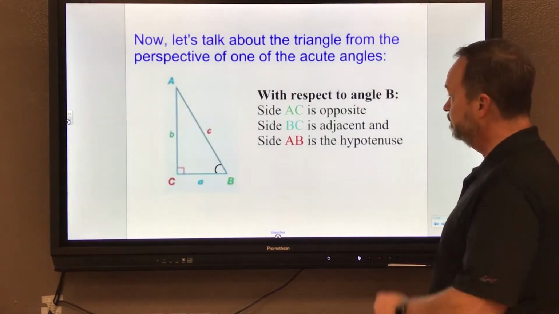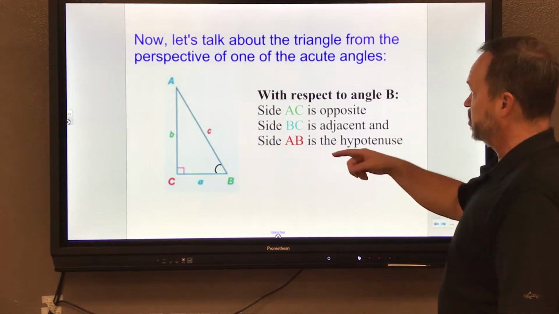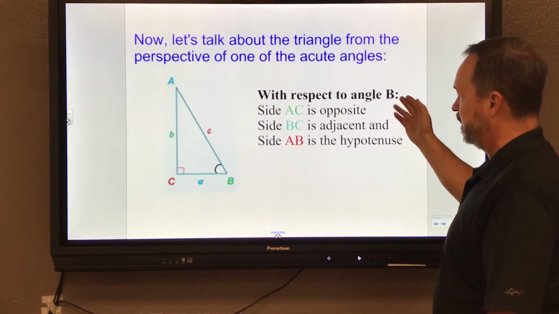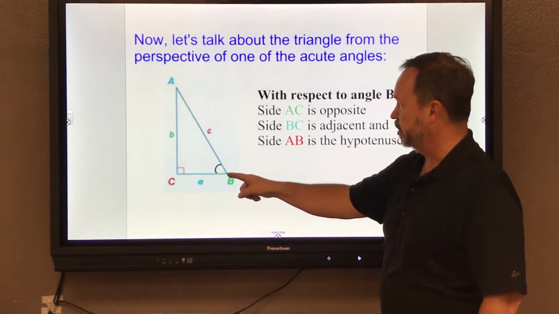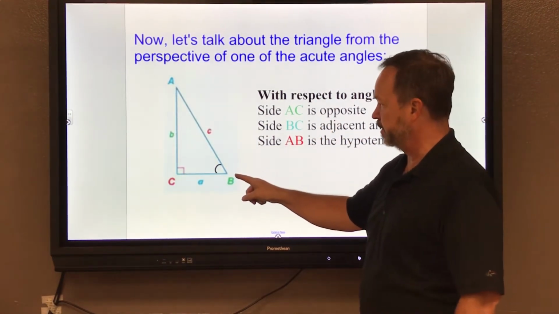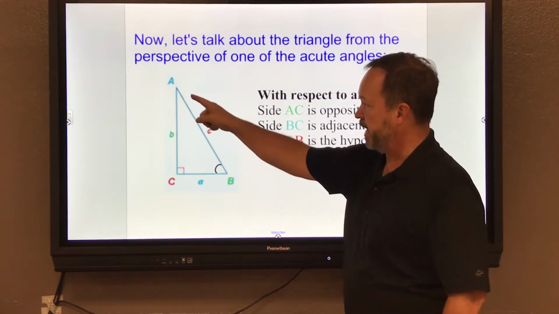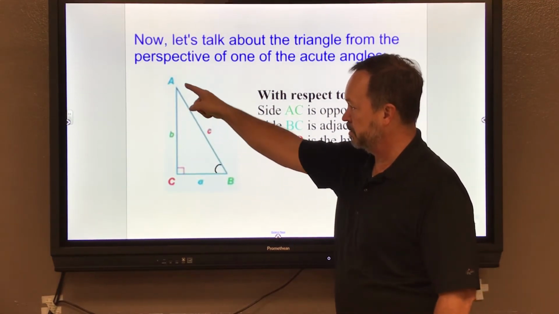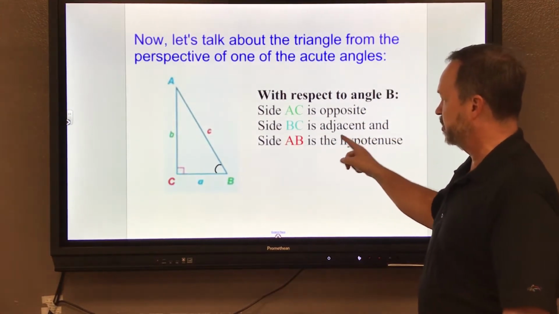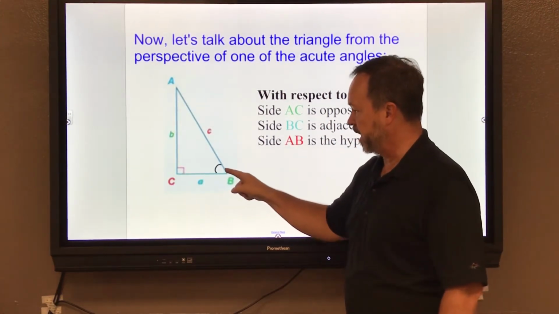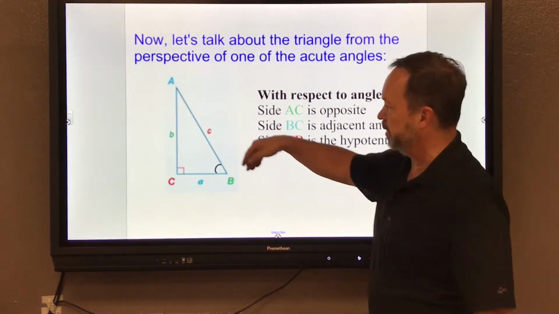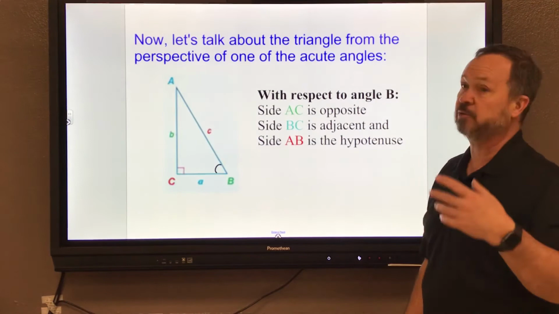so we can apply these trig ratios to it. So this one says, with respect to angle B, which is this angle here, you can see that side AC is opposite this angle. Side BC is adjacent. This is the angle. This is the adjacent side. And side AB is the hypotenuse.